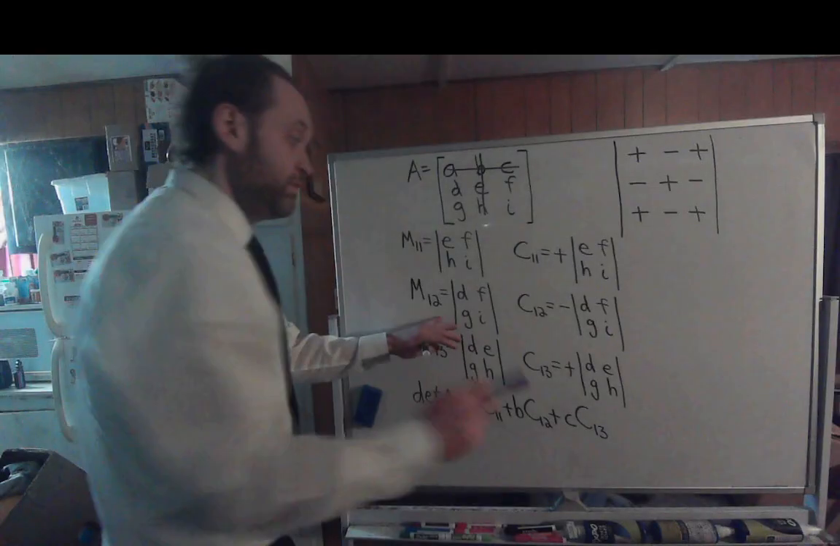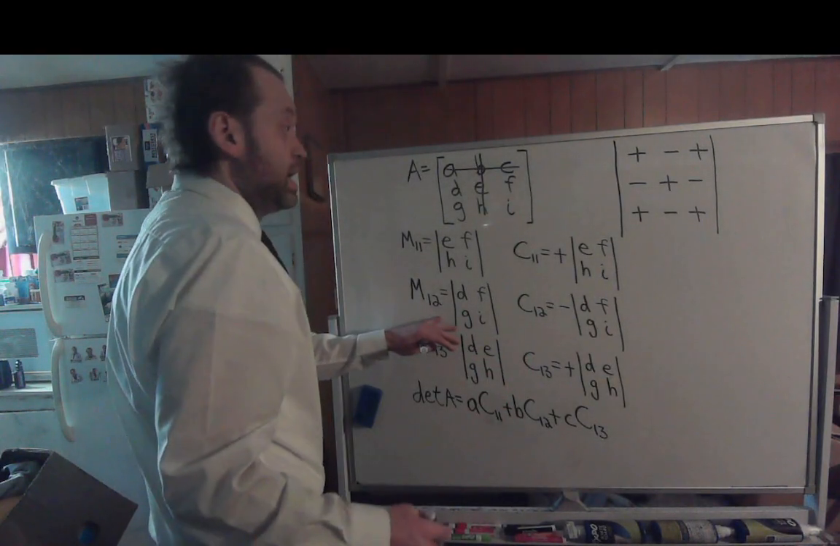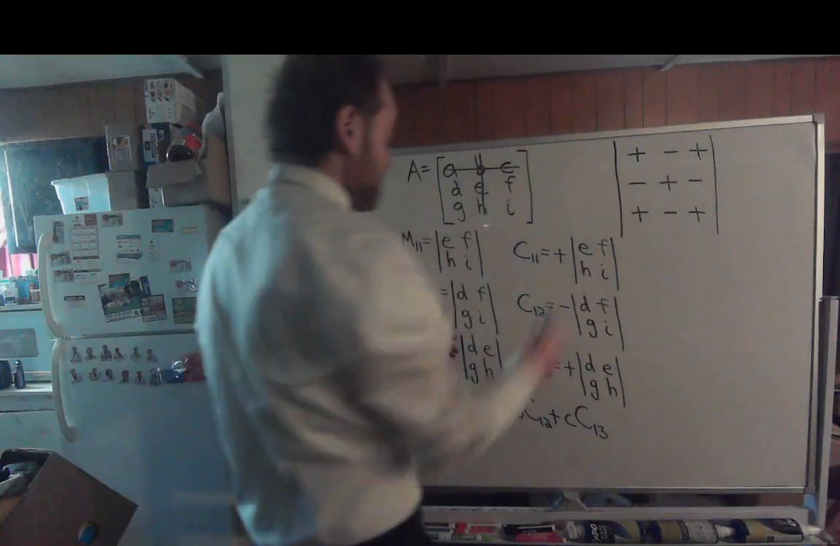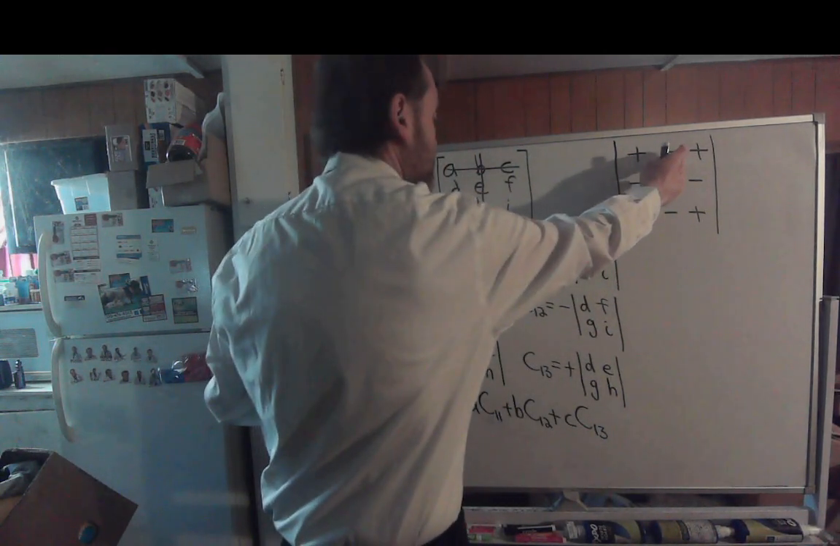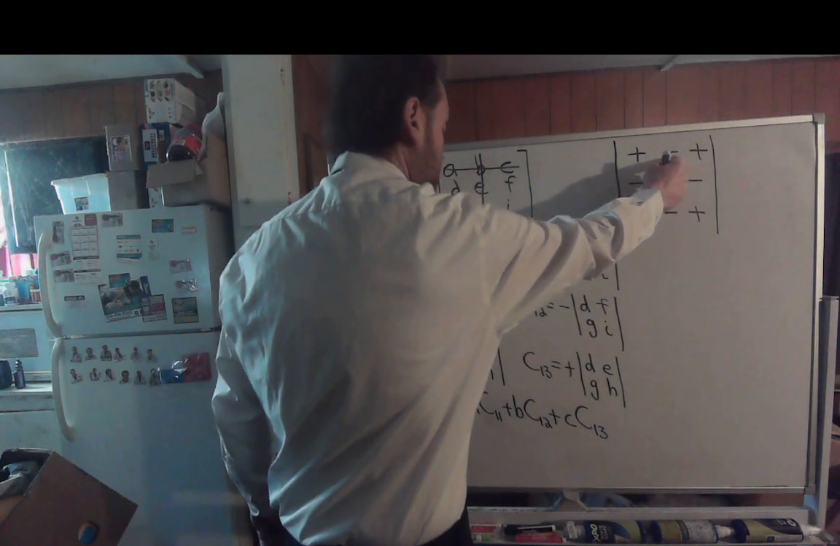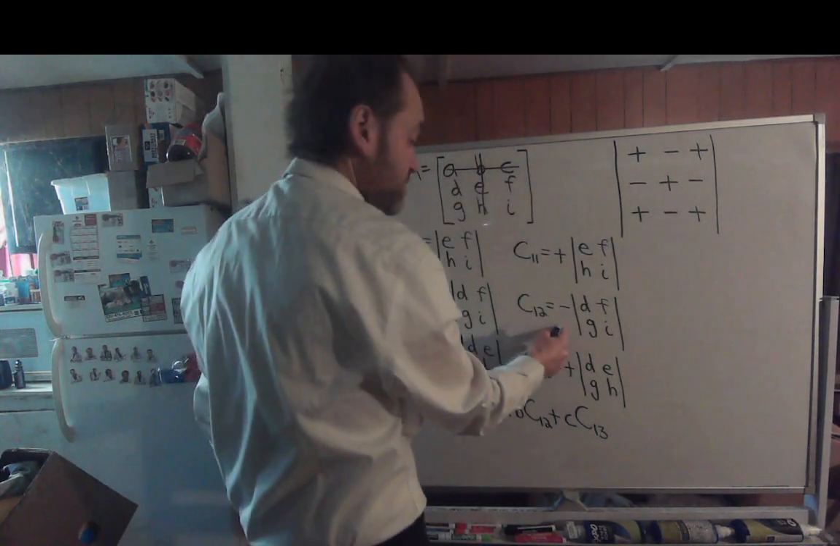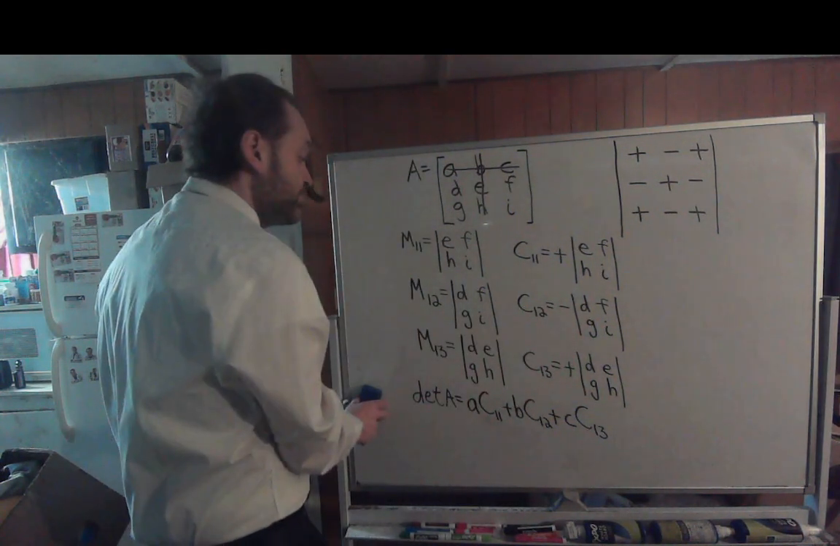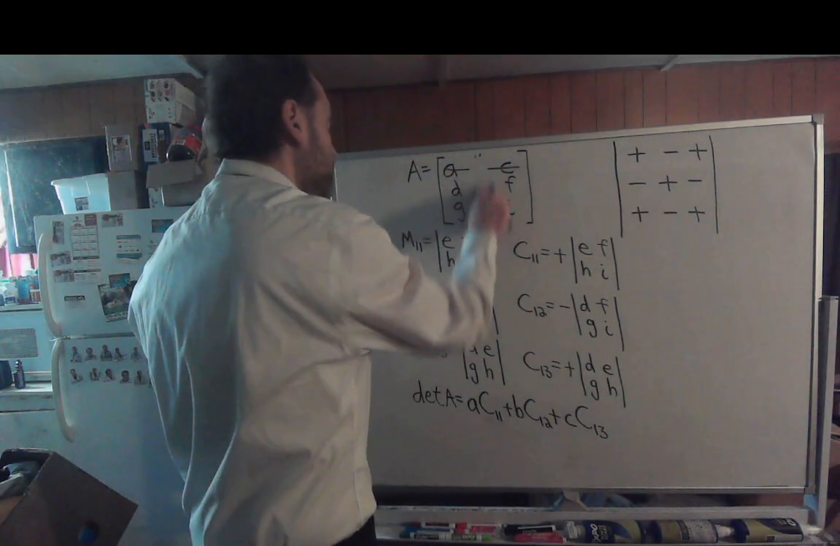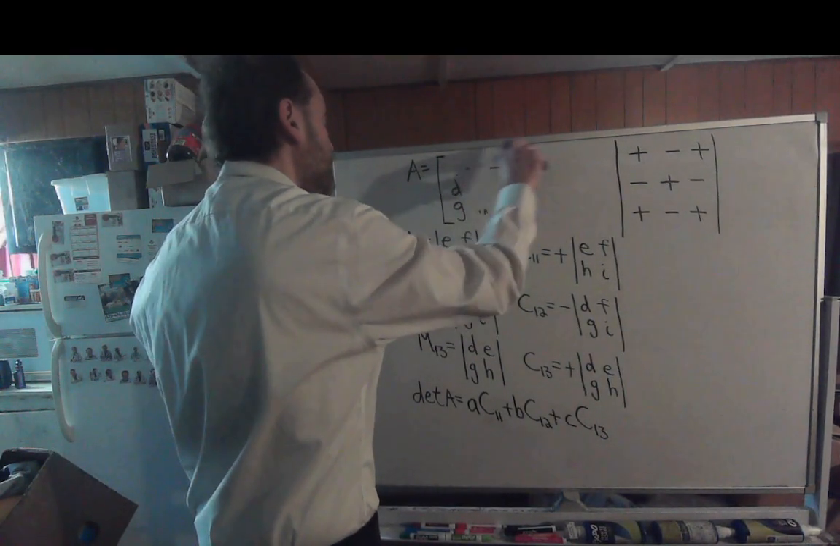Then to get cofactor 1, 2, I come to my sign matrix. That tells me I'm going to take the negative, since I'm in the first row, second column, the negative of minor 1, 2. The negative of that value would be my second cofactor. And now we'll deal with the final cofactor.